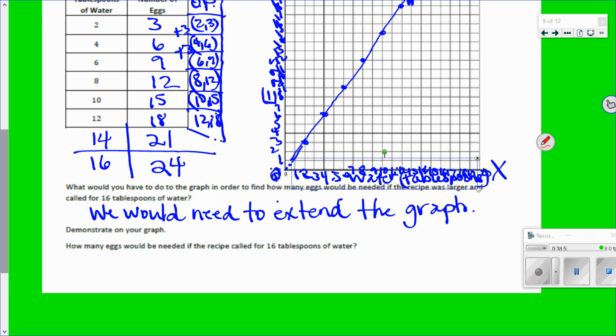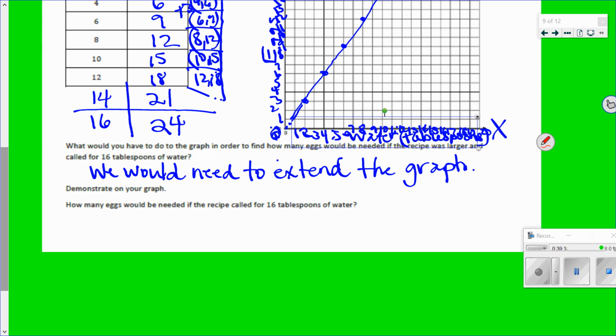Guys, look at your chart. If you were to extend it, how many eggs would you need if you were to extend it to 16 tablespoons of water? How many? 6 eggs. Oh, 2. How many eggs would you need? 6. 24.